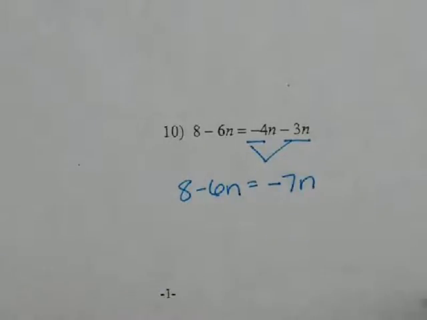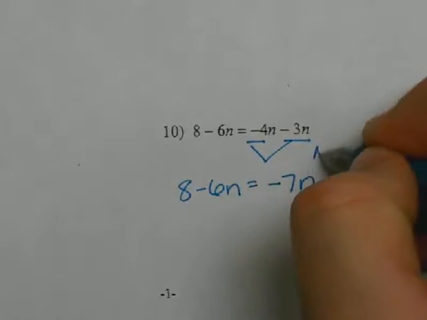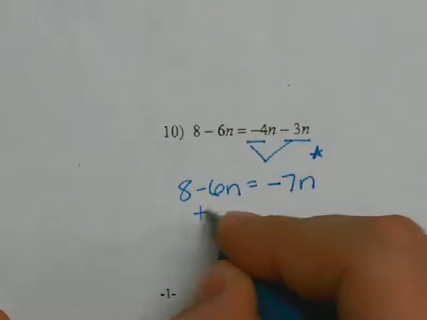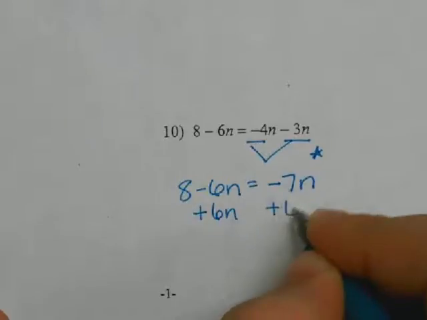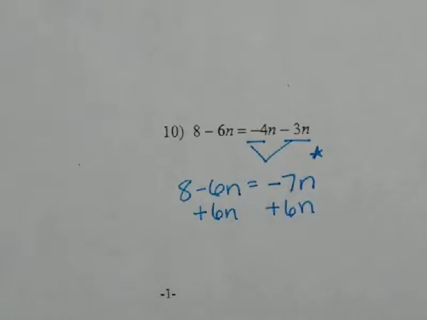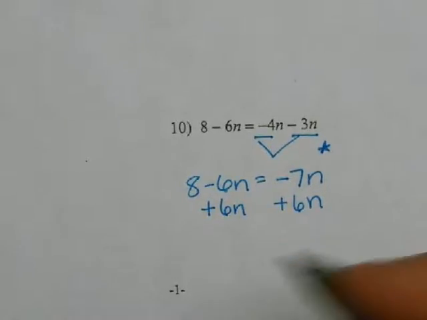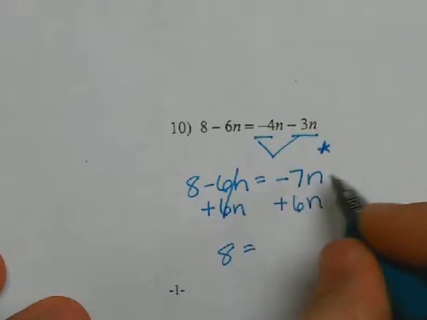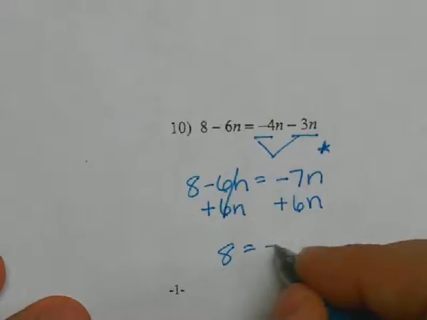From there, I need to get my variables to one side. So I'm going to put all my variables on this side, just starring it, just showing you that's where my variables are going. So I'm going to do that by adding 6n to both sides. Now, I could have added 7n to both sides. Totally up to you what you do. Remember, we can all do it different ways. That cancels. 8 equals negative 7n plus 6 would give us negative 1n.